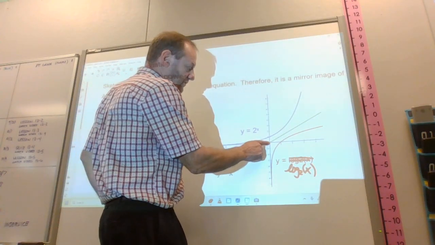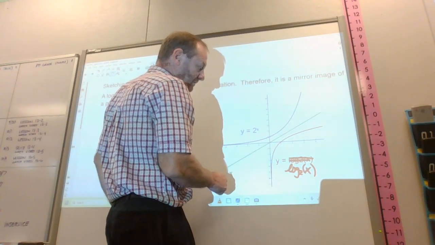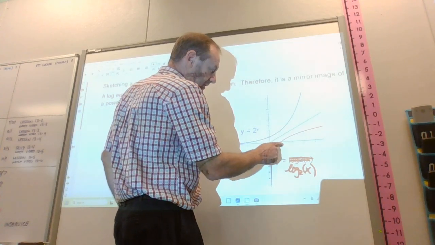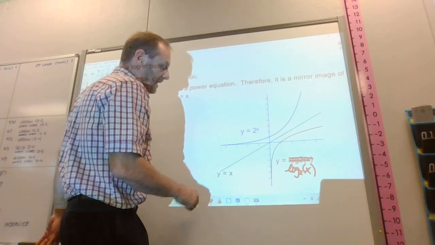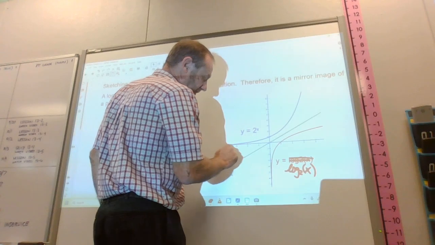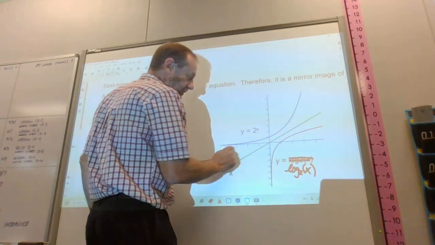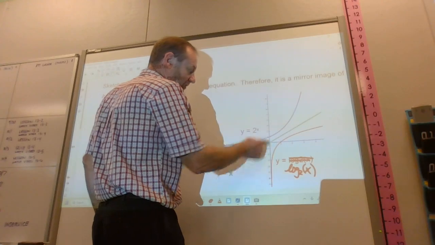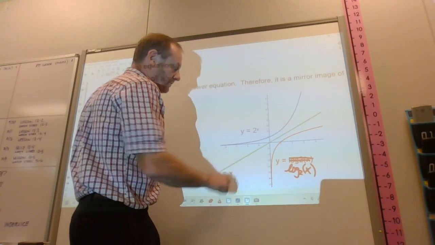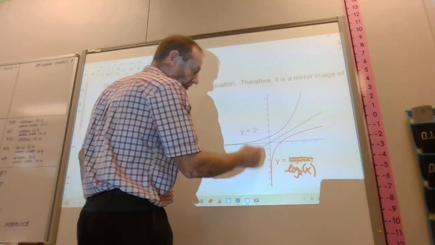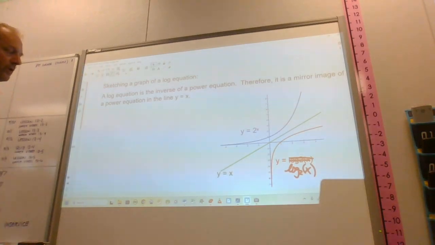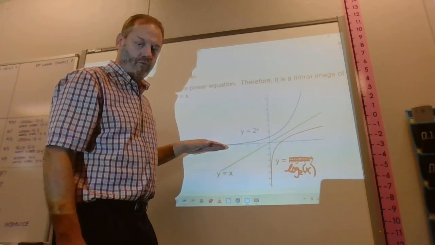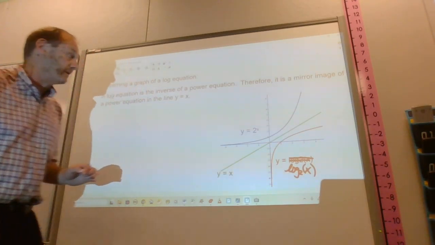Okay, so like 0, 1 is going to become 1, 0. And 1, 2 is going to become 2, 1. And you're going to have a horizontal asymptote here for this equation. You're going to have a vertical asymptote for this one. So it has a horizontal one at 0, it's going to have a vertical one at 0. And remember that an asymptote is a line that it approaches as close as you want, but it never actually gets there.